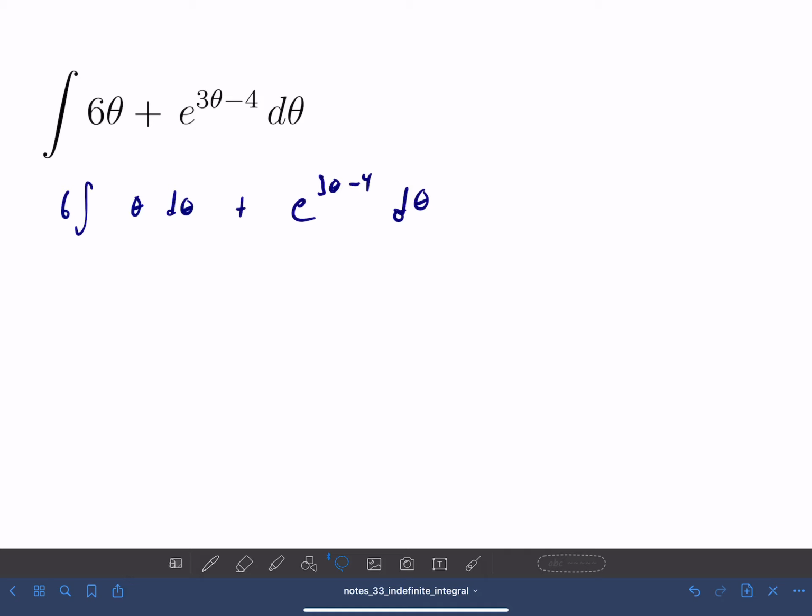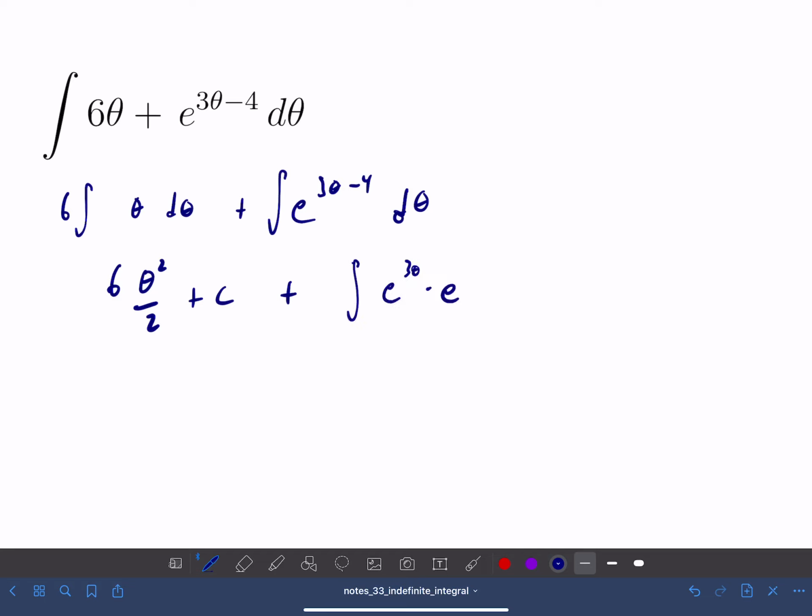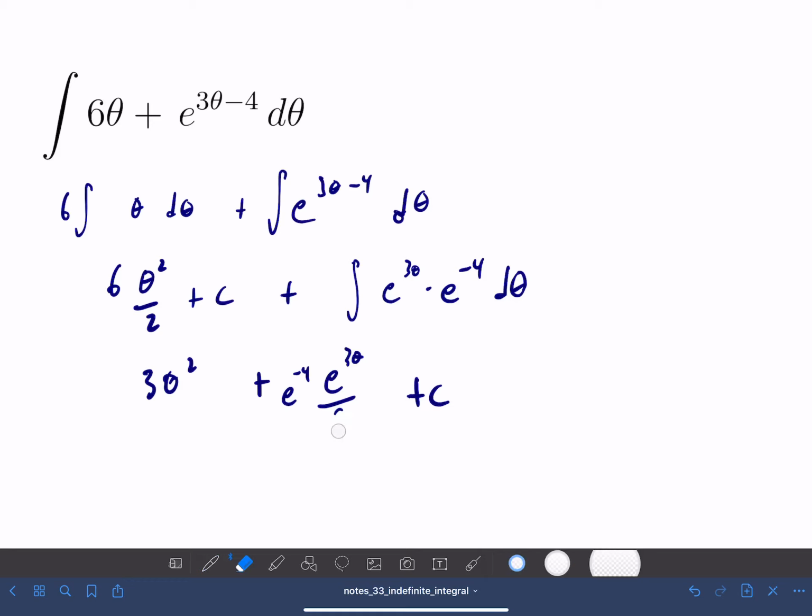Ooh, I'm missing an integral symbol. There we go. Let's write that as the integral of e to the 3 theta times e to the minus 4. That is a really ugly 3.